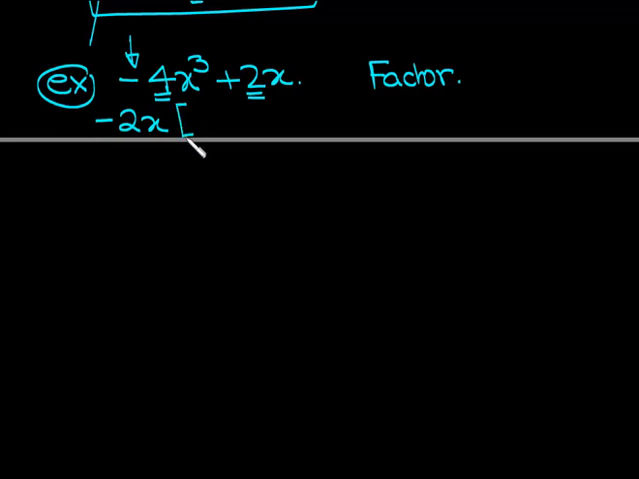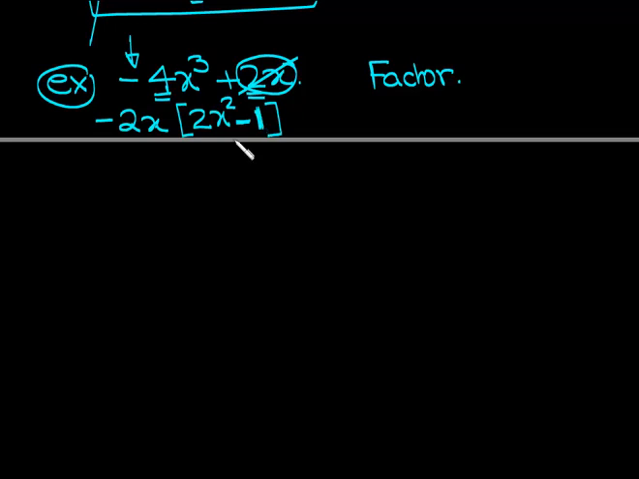So what am I left with? Negative 4 divided by negative 2 is just 2. X cubed divided by x is x squared. Positive 2 divided by negative 2 is negative 1. Okay, and x divided by x is just 1. So there's your answer. Because there was a 2x here, we took all of that out, so I'm just left with a 1.